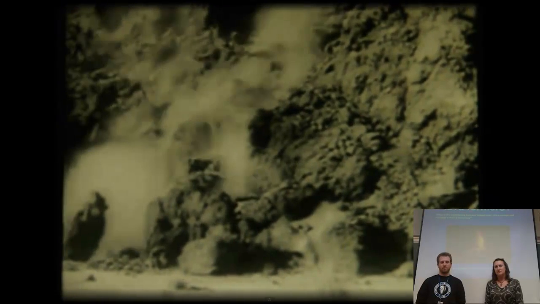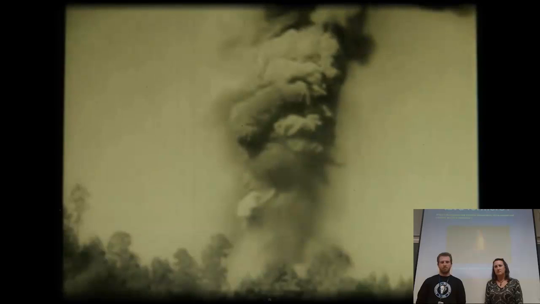Subterranean inferno, burying a village of 600 people.